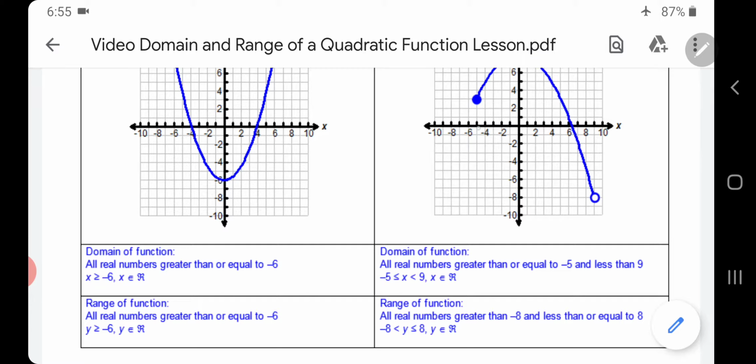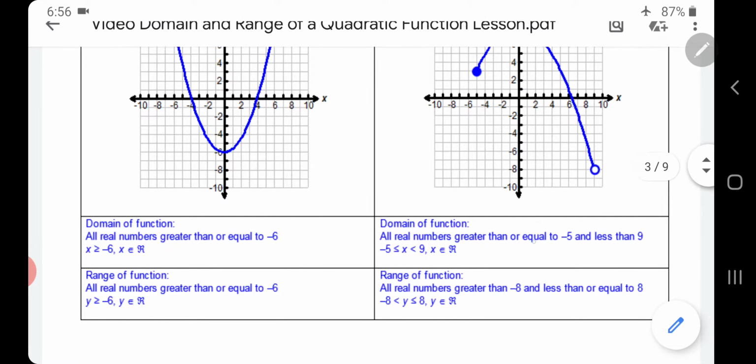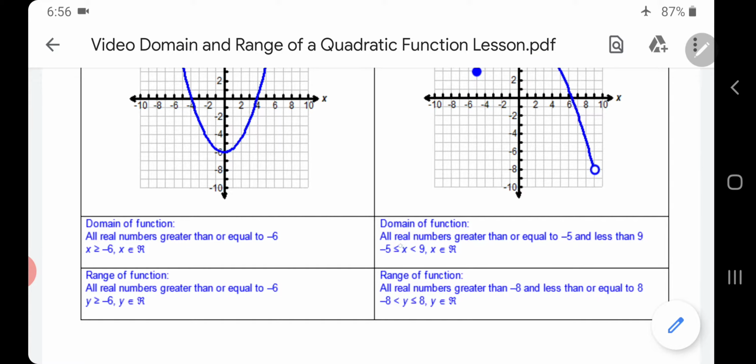So we're between the values -5 all the way to 9. And once again, we're continuous. So we are all the values between -5, including -5, once again, solid circle, all the way to 9, but not including 9 since we have that open circle. So x is greater than or equal to -5, but less than 9.